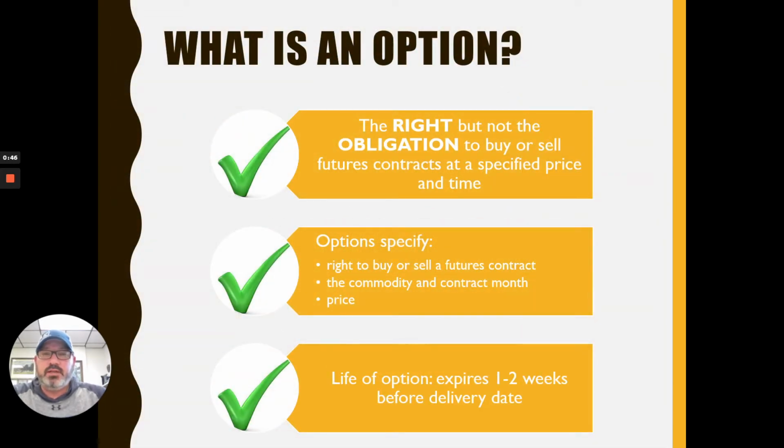So what's an option first off? It's the right but not the obligation to buy or sell a futures contract at a specified price and time. It's exactly why they call it an option. So basically, what you're specifying when utilizing an option is the right to buy or sell a futures contract, the commodity, at a certain price. And the lifespan of that option is about 1 to 2 weeks prior to the delivery date. So we'll be working to try and explain through this video lecture very carefully how you would implement this into your marketing plan.